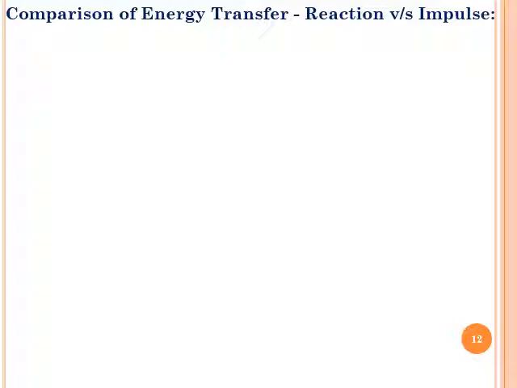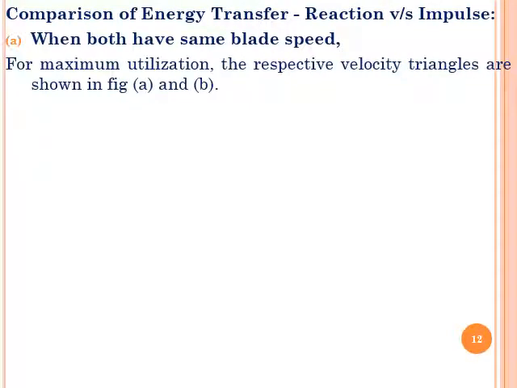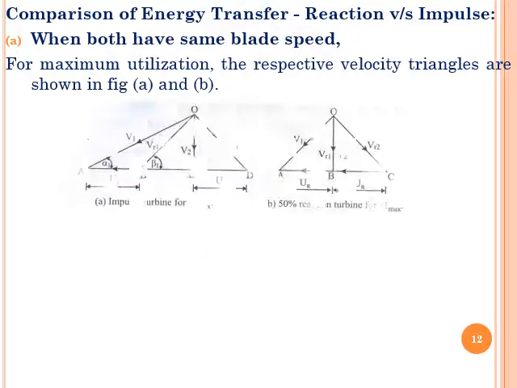The next topic is the comparison of energy transfer between the reaction turbine and the impulse turbine. When both have the same blade speed, for maximum utilization, the respective velocity triangles are shown in figures A and B. Like that, the impulse turbine for maximum utilization and the 50% reaction turbine for maximum utilization.